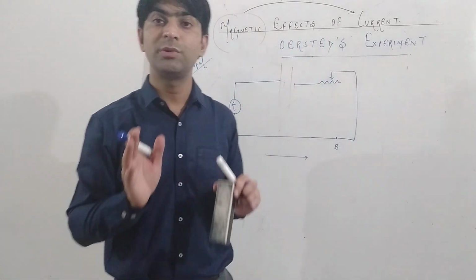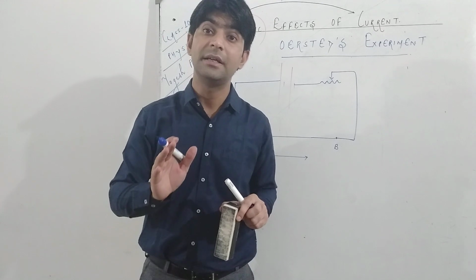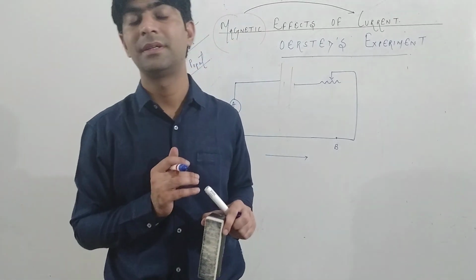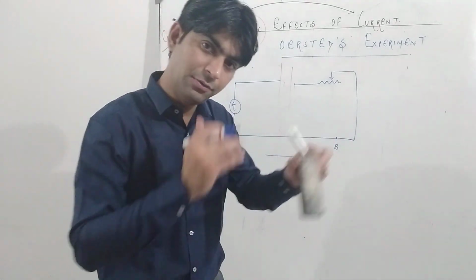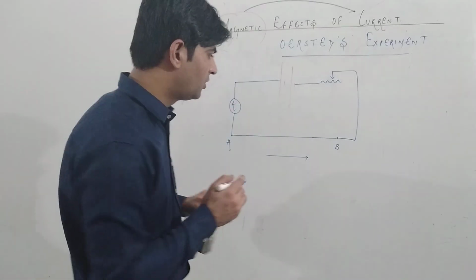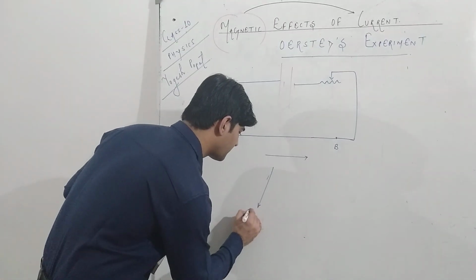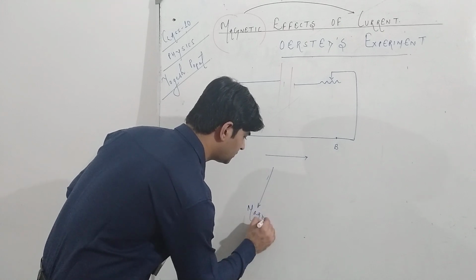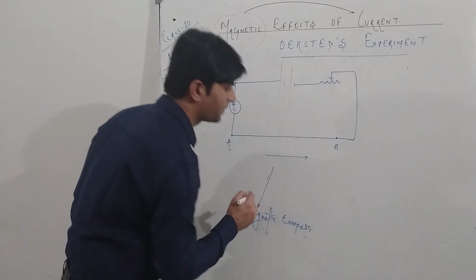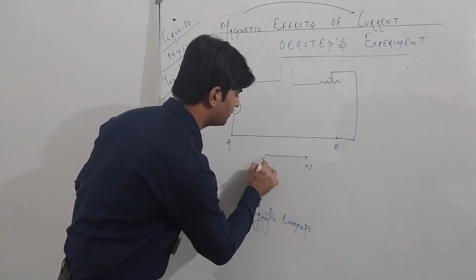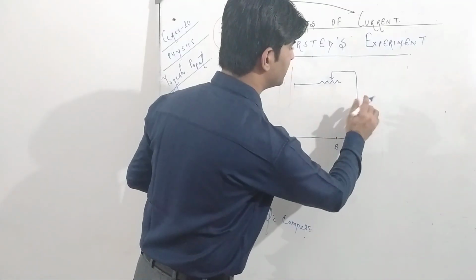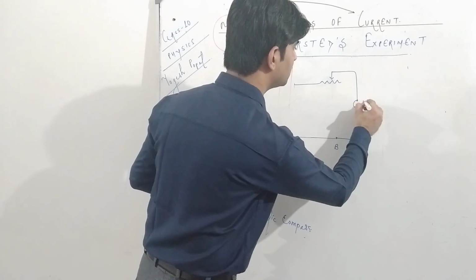In this experiment we will actually see that electricity produces a magnetic field. That means if a current carrying conductor is kept in any particular area, it will produce a magnetic field around it. And to detect that magnetic field, we'll be using this magnetic compass. Here I am taking this as the north pole of the compass, and this is the south pole of the compass. Here you can consider one key also, if you want.